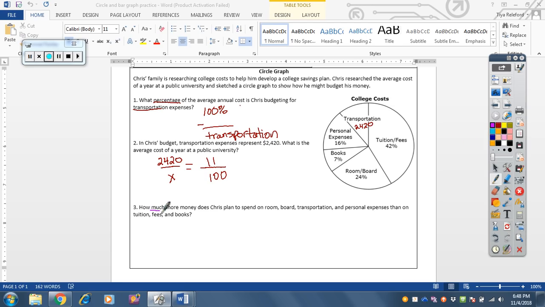And then number 3 says, how much more money does Chris plan to spend on room, board, transportation, and personal expenses than on tuition, fees, and books? So, room and board, transportation, and personal expenses, tuition and fees and books.